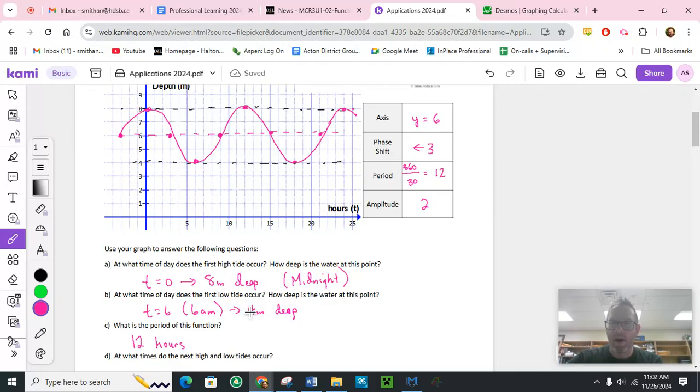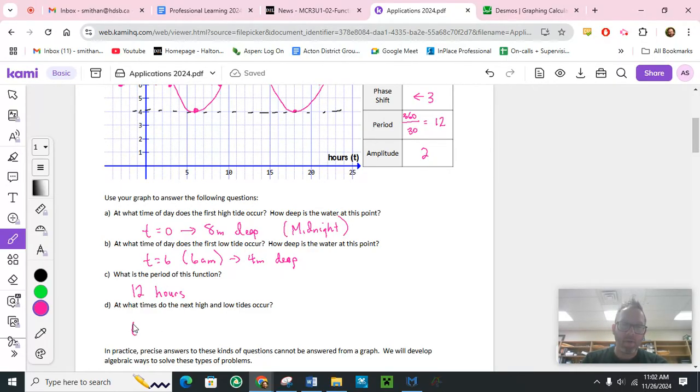And when will the next high and low tides occur? Well, it's periodic every 12 hours. So if we add 12 hours to t equals 0, we get t equals 12. That's noon for the high tide. And then if we add 12 to 6, we get t equals 18, which is 6 p.m. So 12 is noon, another 6 gets us to 6 p.m. And this would be another low tide. And again, we could just see that from the graph as well.